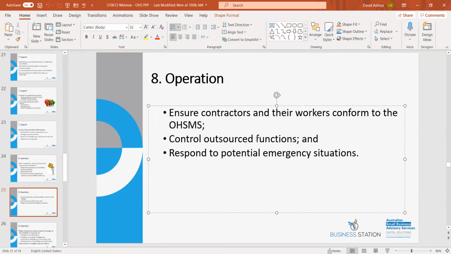And respond to any potential emergency situations. So identify the emergencies that could happen in your workplace: fire, medical emergency, flooding, and the like, and develop response plans for each of those emergency situations.